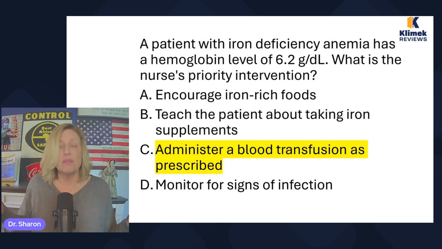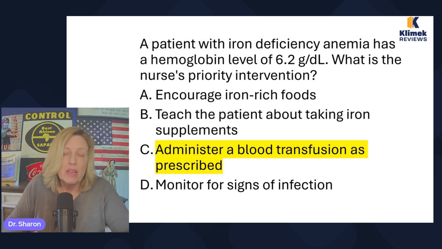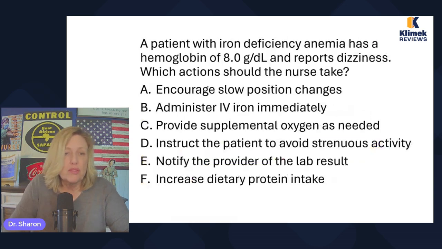So taking supplements or eating iron-rich foods are essentially the same intervention. They're low enough. Anything under 8, I recommend that if you have the choice to give them a blood transfusion, that you give them a blood transfusion.